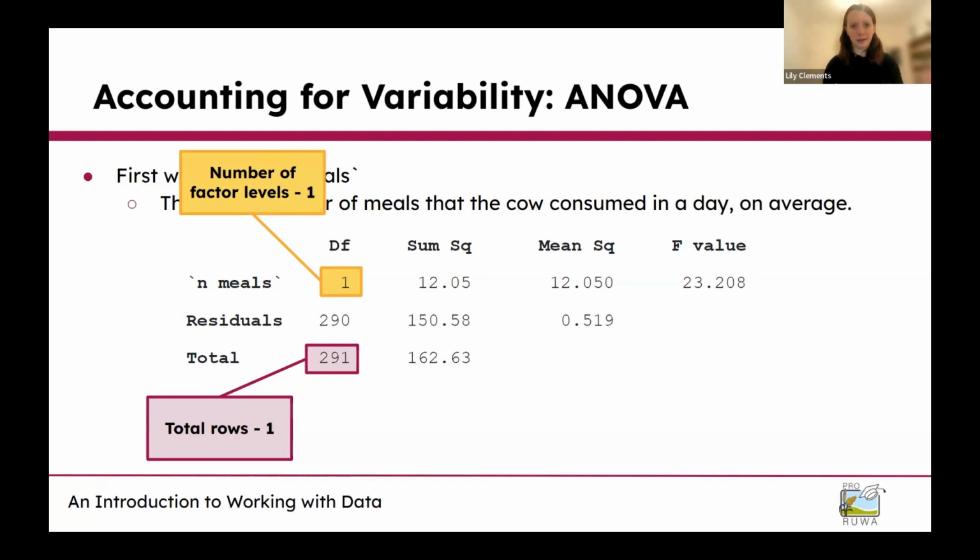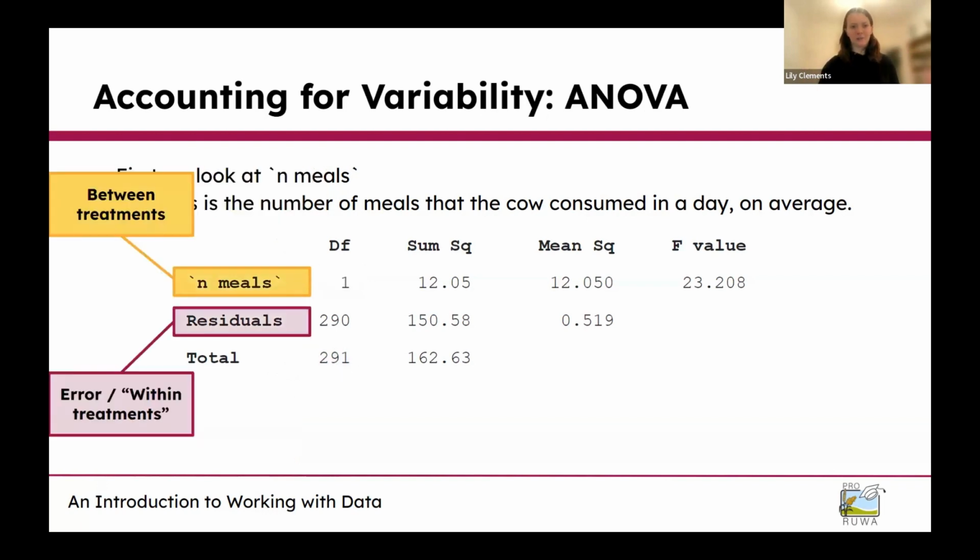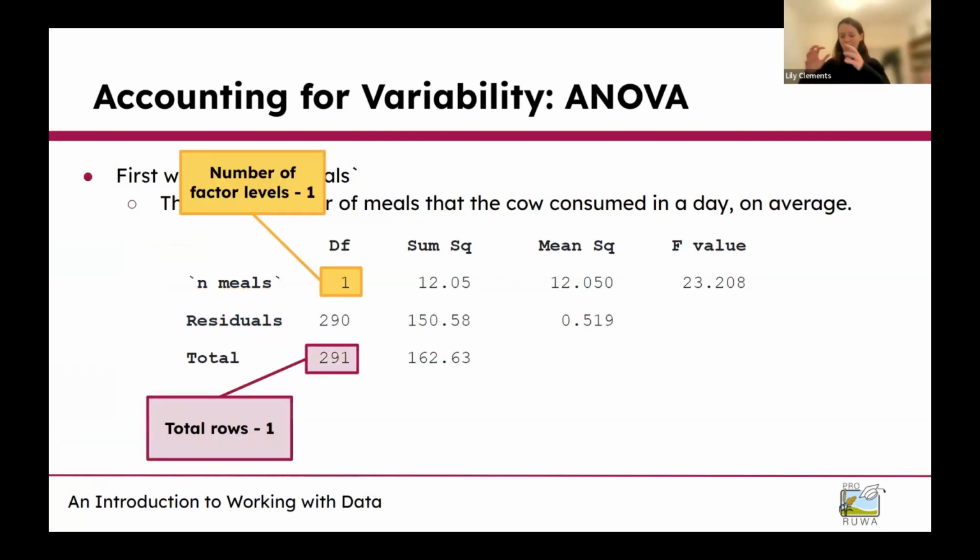And so here we're looking at the difference between treatments. We're looking at the variability in the outcome on this row, so the variability in the milk production per cow of cows who had 1 meal a day against cows that had 2 meals a day. And then our residuals is: okay, but within those who had 1 meal a day, we still have variability in there. Why is that? We can dig into that one.